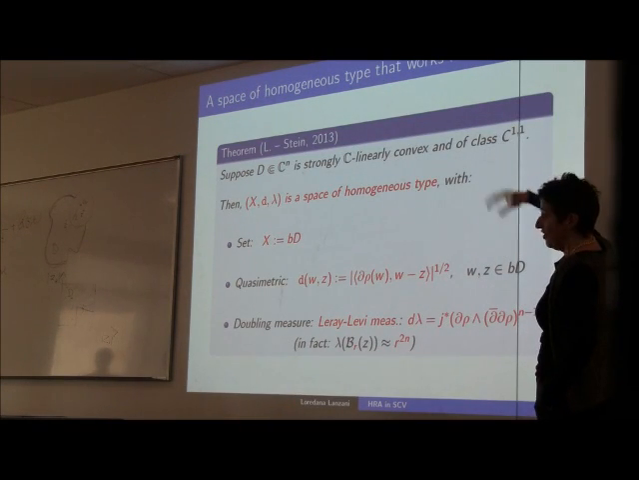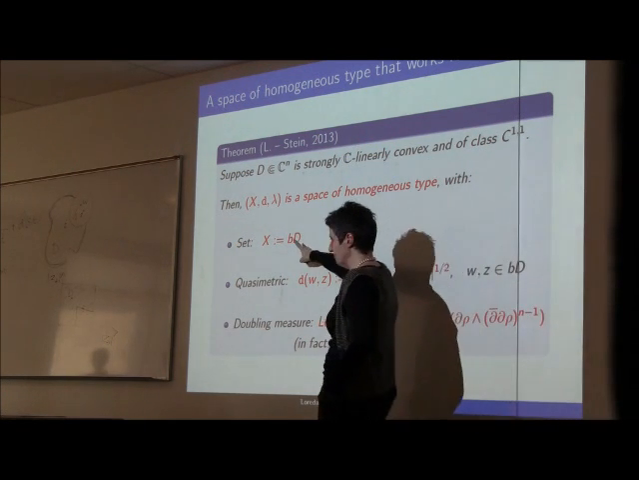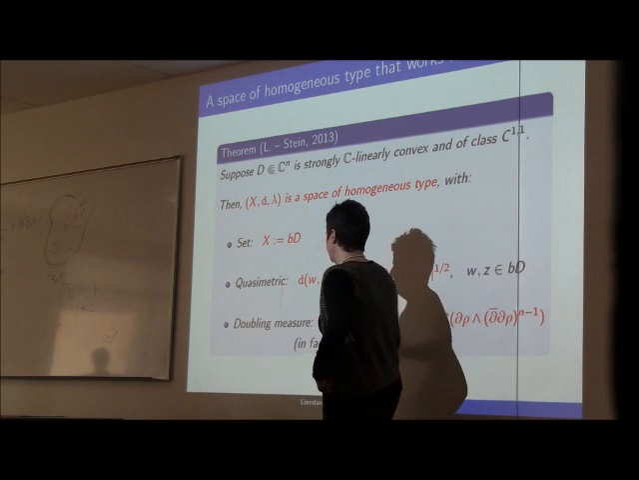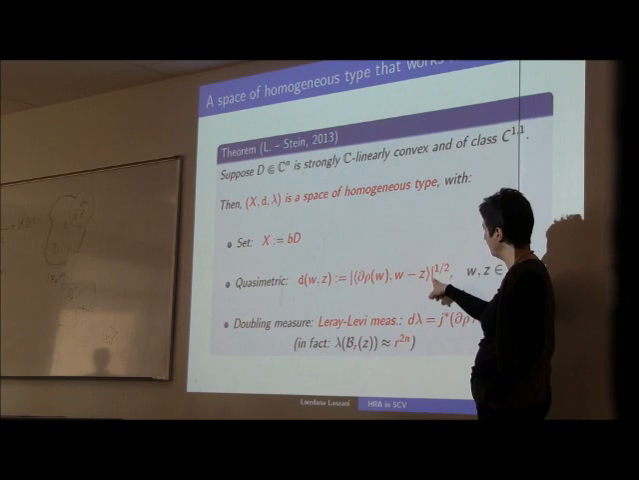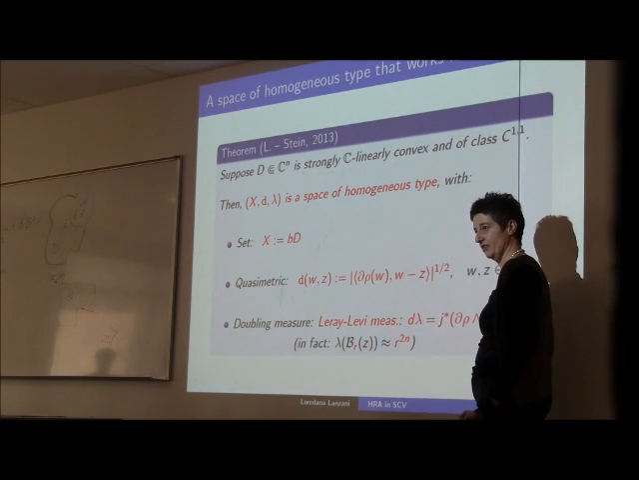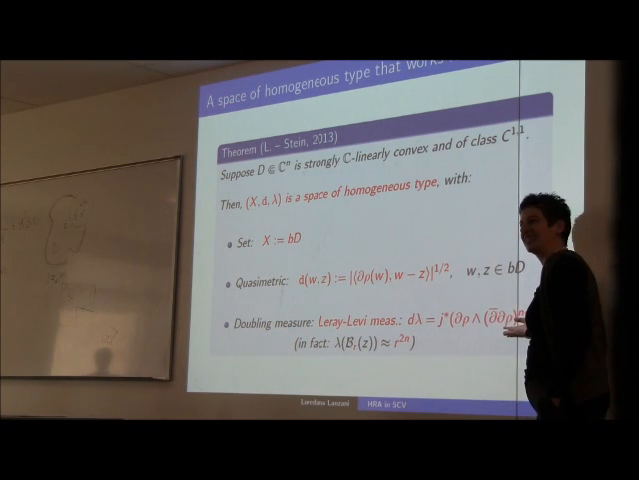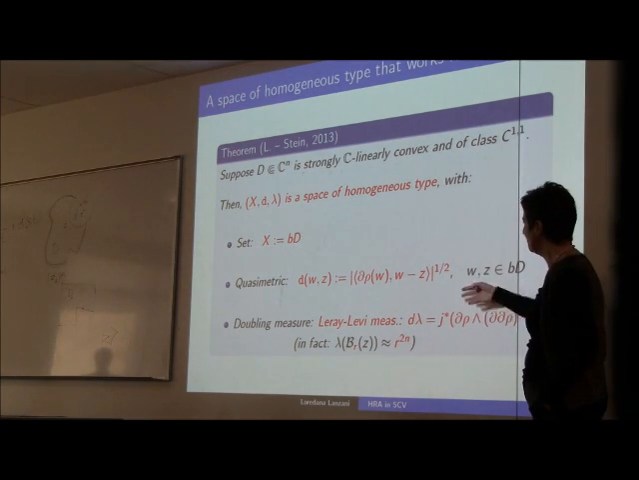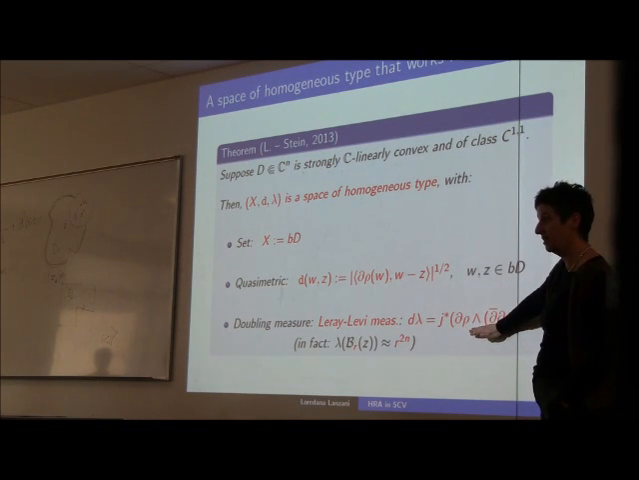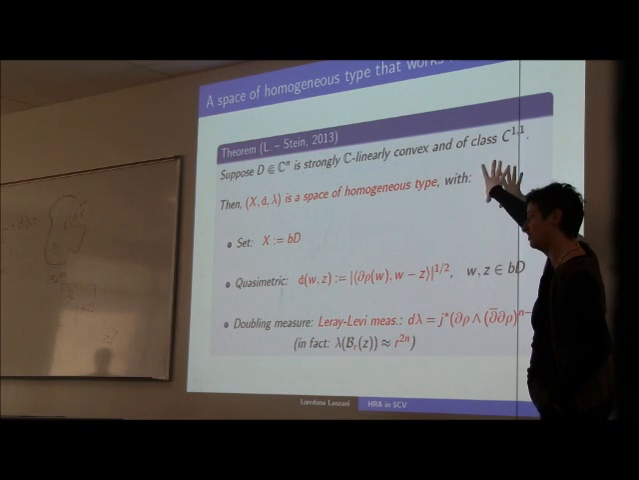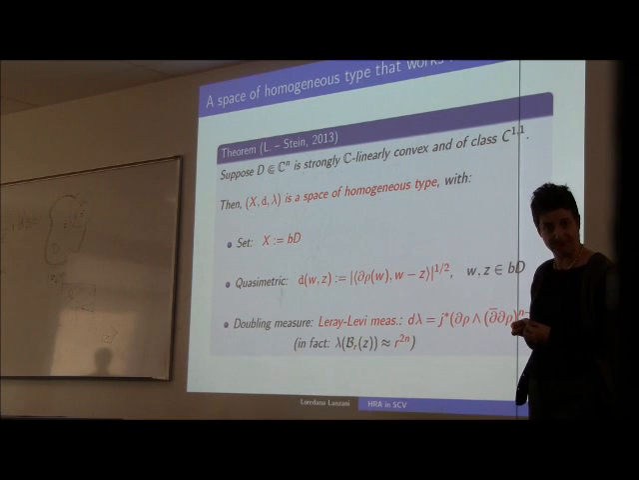It turns out that for us, the space of homogeneous type that works is given by the boundary of the domain as the supporting set. The quasi-metric turns out to be a suitable power of the absolute value of the denominator of the Cauchy-Leray kernel. And the doubling measure, lo and behold, is the Leray-Levi measure. In order to prove that this function is a quasi-metric and this measure is doubling, one has to use the assumptions that we make on the domain, both in terms of regularity and the type of convexity that we work with.